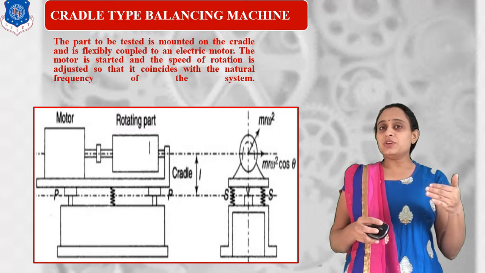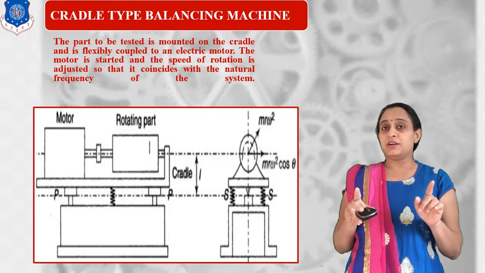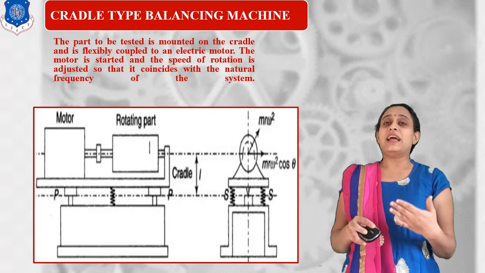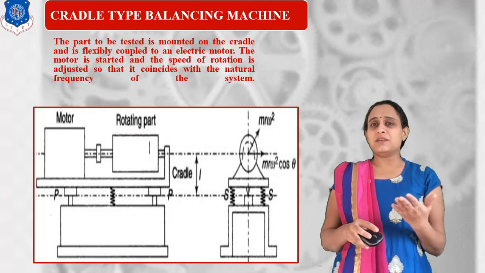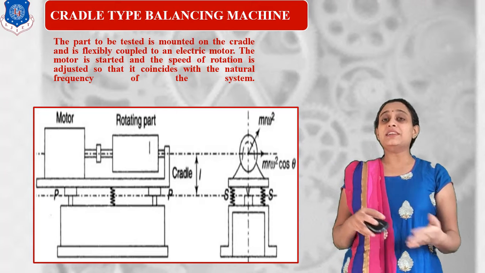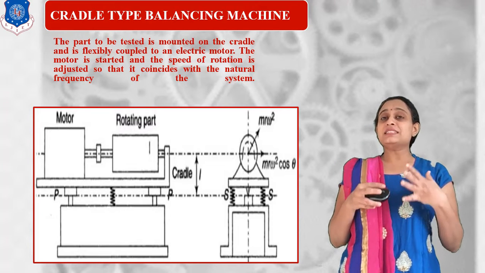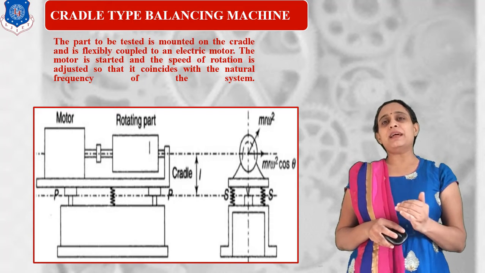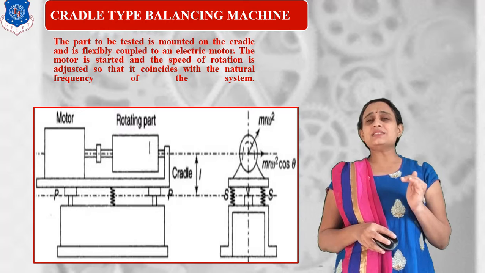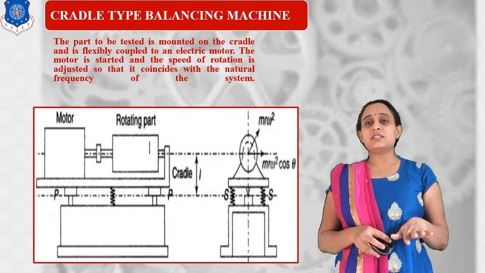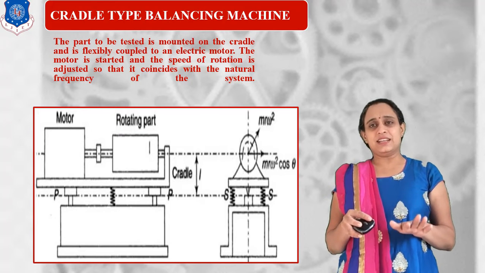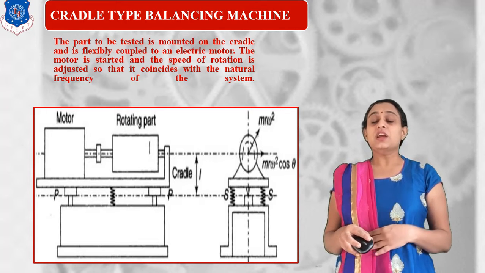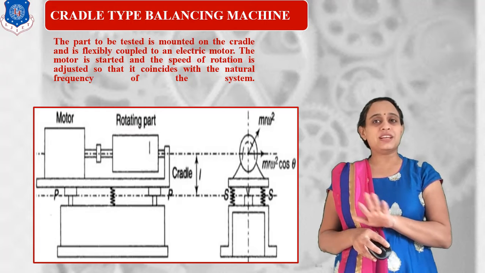With the motor, we rotate the part. In this case, we can balance major parts used in day-to-day life, like a flywheel and a turbine. This is also a cradle type balancing machine, so it is not exactly a static balancing machine, but it oscillates slightly. Hence, we can say it is just like a static balancing machine. We only need to balance the forces, not the couples.